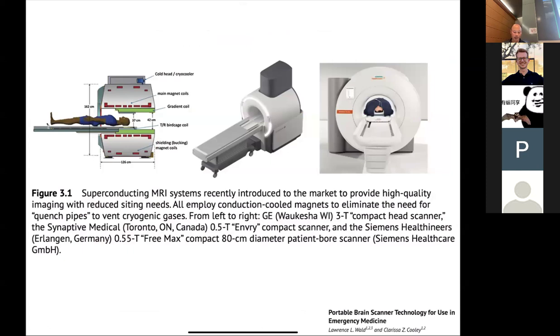So yeah, getting to that, one of the things that people are trying to do to reduce the cost that we touched on previously is making it so that you don't need so much liquid helium. There are better, what are called conduction cooled magnets now that don't require as much helium. For example, this one here is turning out to be a very successful magnet: 0.55 Tesla, free max, 80 centimeter bore from Siemens. Just really easy to site and does a pretty good job for most cases.